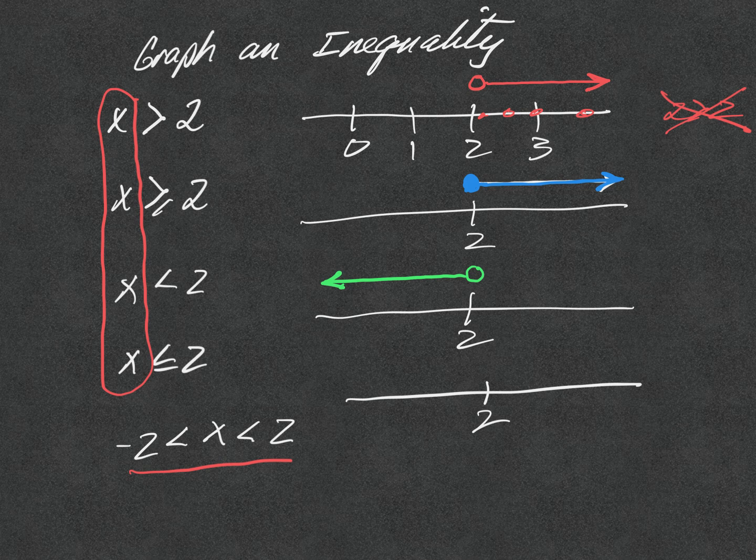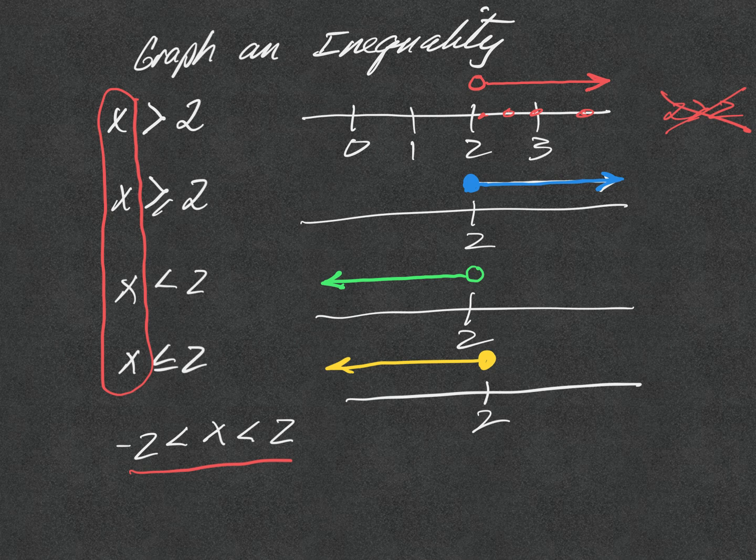So this is where understanding that less than means to the left and greater than means to the right helps you draw it in the correct direction. If it's less than or equal to 2, then we would fill in the circle because we're equal, and then we would draw to the left. So those are the correct graphs in each situation.